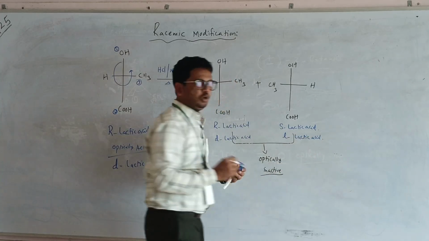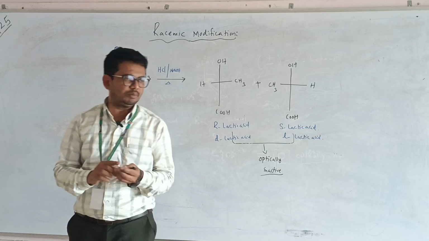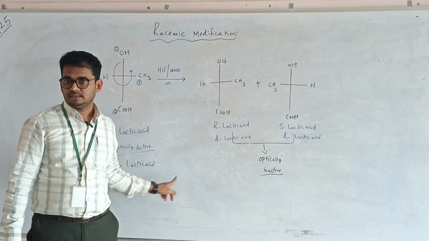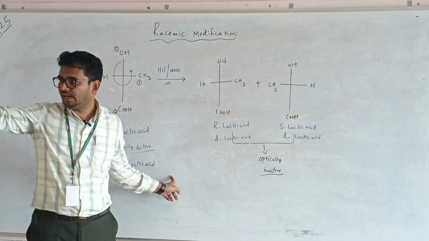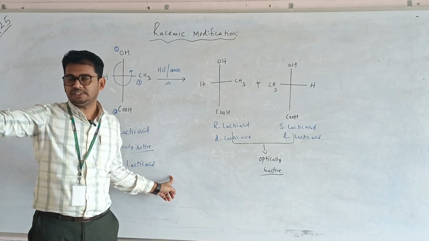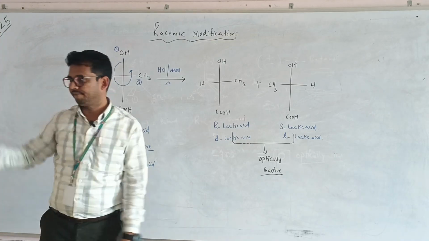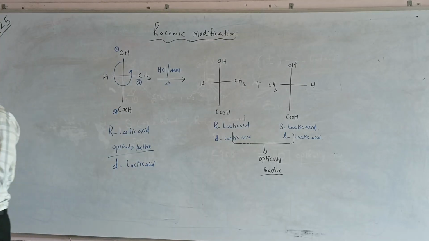Don't be confused. Sir told only about R and S. Then what about the small d and small L? Not the capital D. Capital D comes for the relative configuration, especially for the sugar molecules. Okay? Don't be confused there. I hope you understood this. You understood what is meant by racemic mixture. Is it clear? Yes, sir.